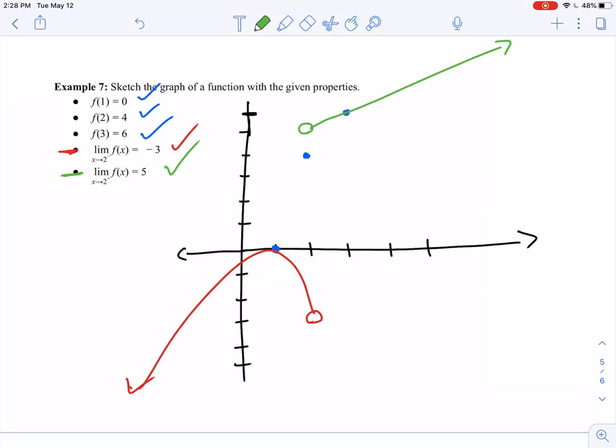Now your graph, if you're comparing answers with a friend or you're checking your answer, might look a little bit different than the graphs that are in the book or the graphs that your friend might have, but the behavior at x equals 2 and then these 3 points right here, those should all be the same regardless of what the rest of your graph looks like.